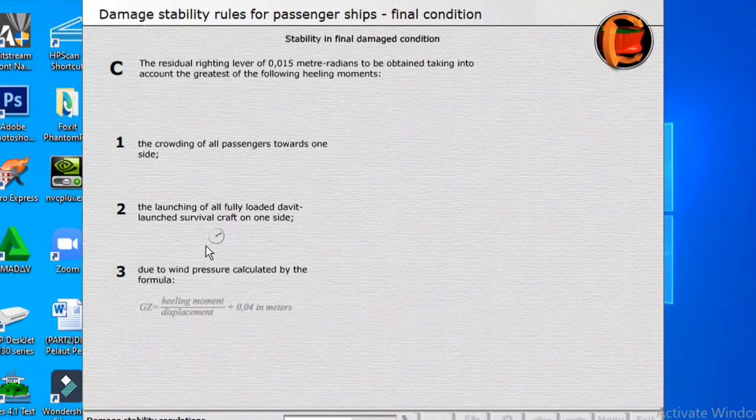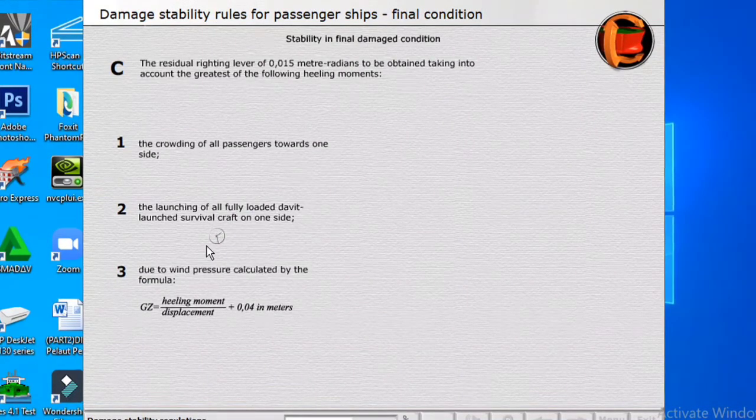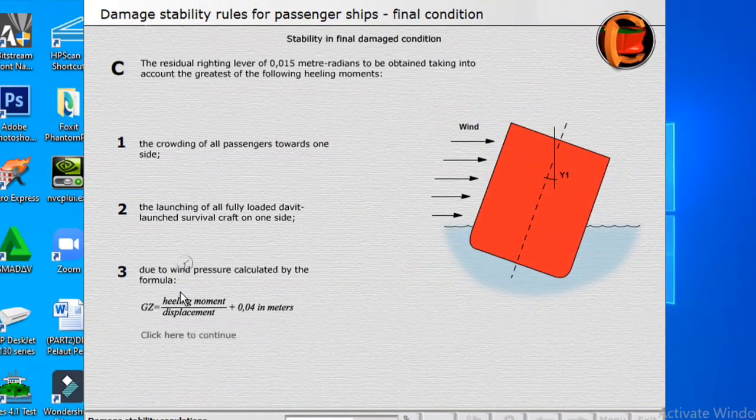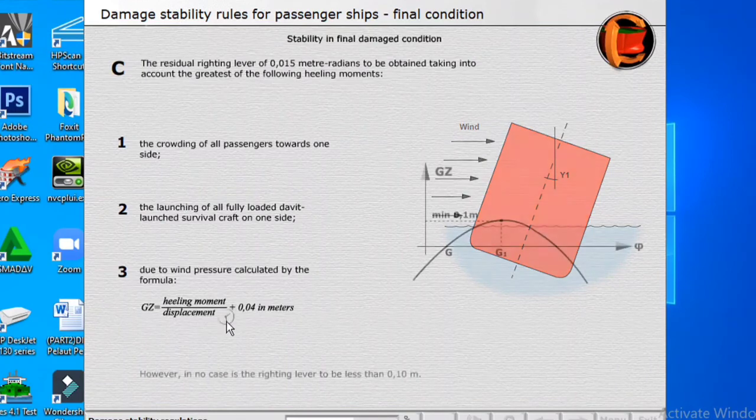Stability in intermediate stages of flooding. In intermediate stages of flooding, the maximum righting lever shall be at least 0.05 meters, and the range of positive righting levers shall be at least 7 degrees. In all cases, only one breach in the hull and only one free surface need be assumed.